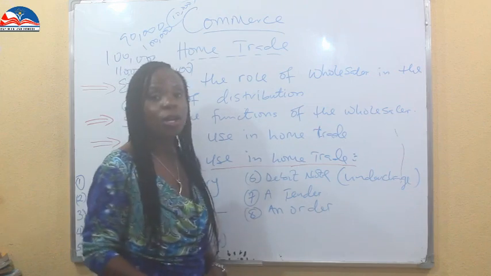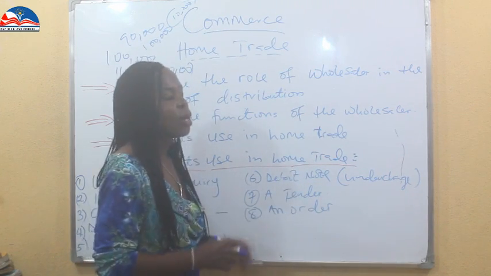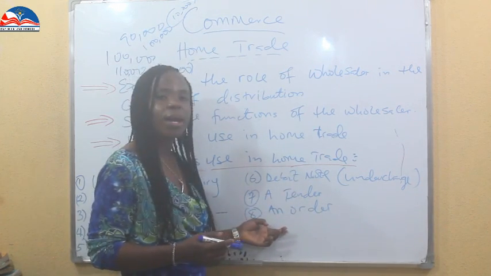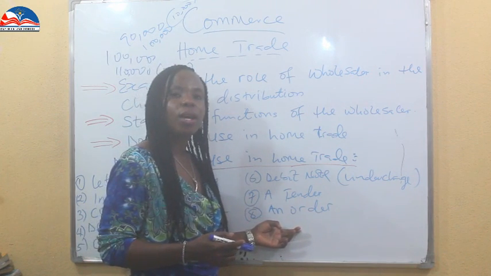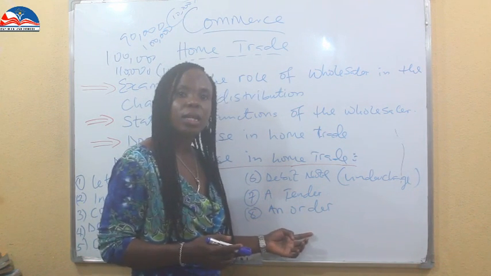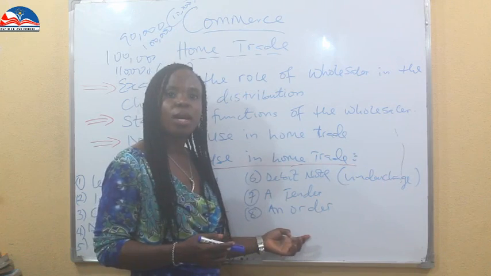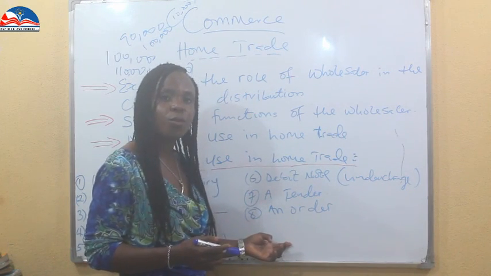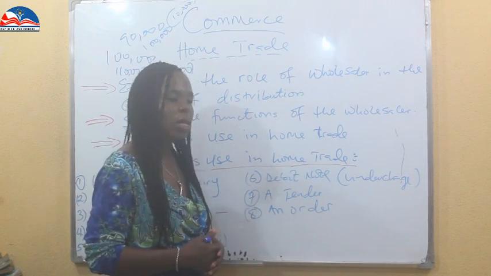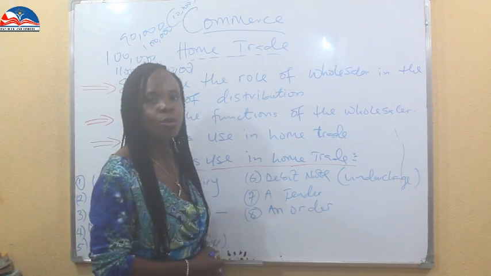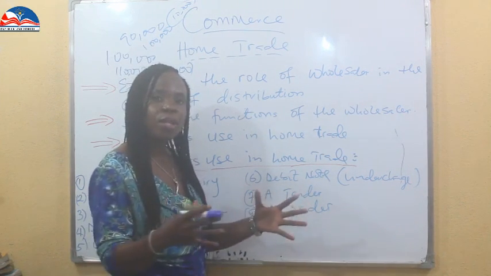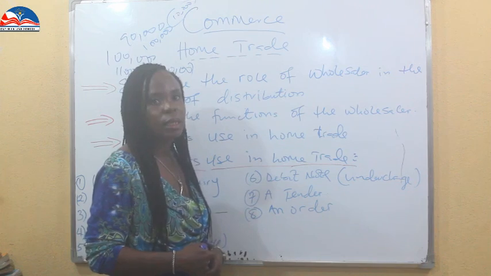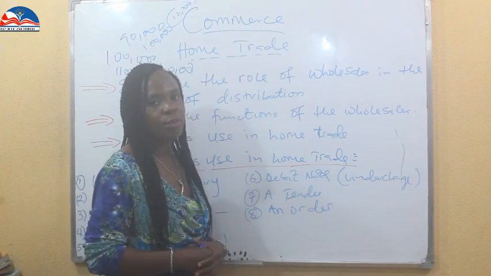Then lastly, an order. After all is said and done, and the producer and the buyer are okay with the terms of trade, he's okay with the standard of goods, and he's okay with their means of payment, he goes ahead and orders for goods. There, business has been contracted, and then order delivery can take place.